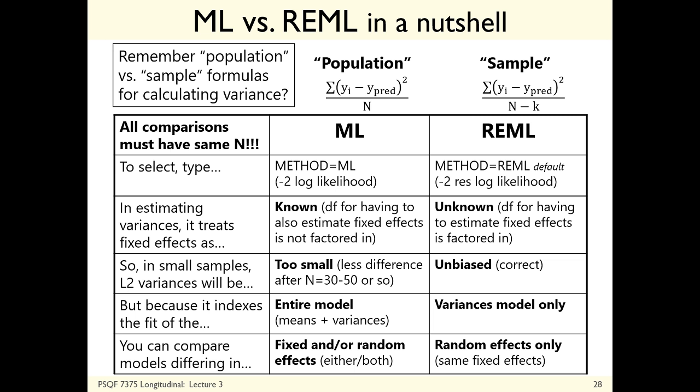So if you're using regular flavor maximum likelihood, that's n on the bottom, doesn't take into account that you had to estimate fixed effects to get to the predicted outcomes. Therefore, in small samples, the random effect variances are going to be too small. However, ML is convenient because it indexes the fit of the entire model at the same time. That's why when I say number of parameters for AIC and BIC, if you're in ML, it's all of them, because it's tracking the fit of everything. So you can compare any kind of nested model that you want to if you're in ML. It can differ in fixed effects, random effects, or both.